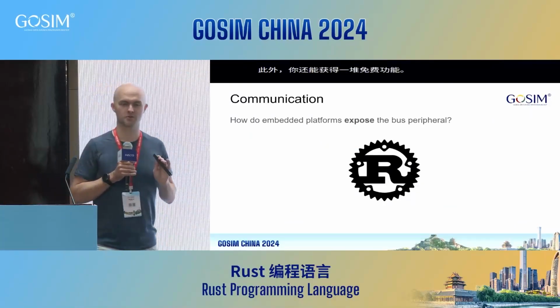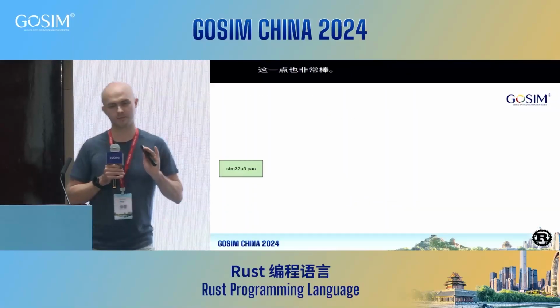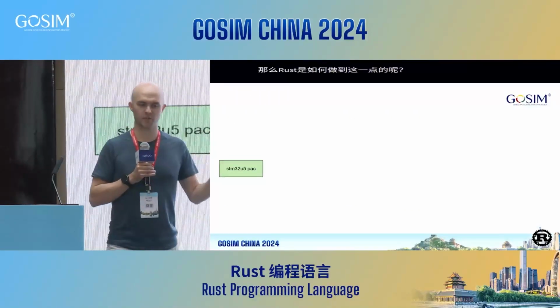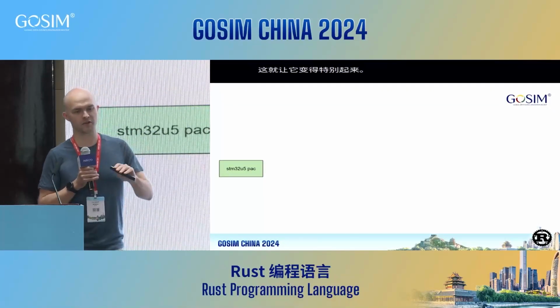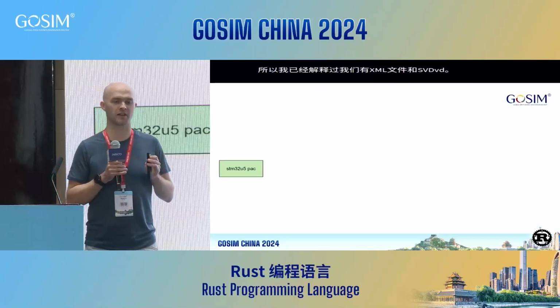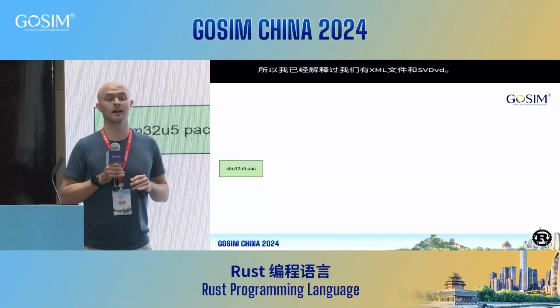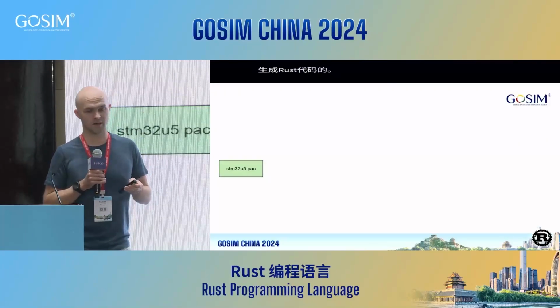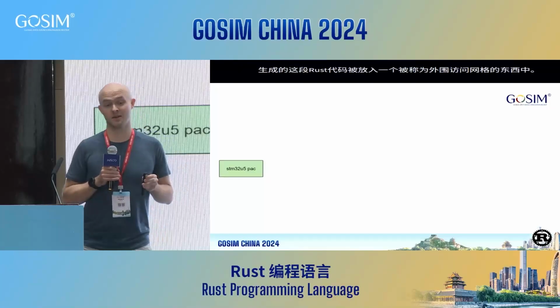So now, how does Rust do the same thing? And this is where it becomes special. So I already explained that we had XML files and SVDs that generate Rust code. This Rust code that's generated is put into a peripheral access crate, as it's called, so a PAC. And for every chipset supported by the Rust ecosystem, there is at least one, sometimes more.